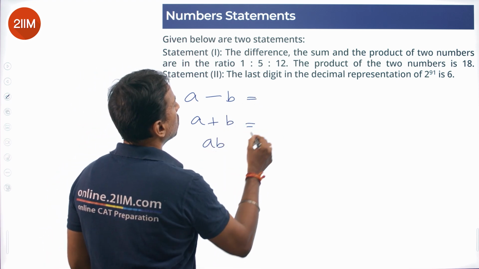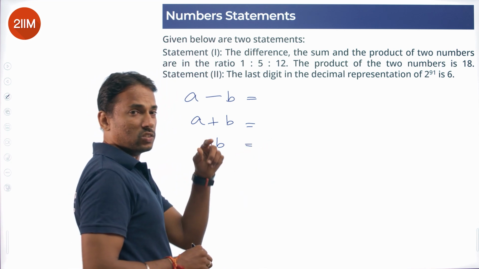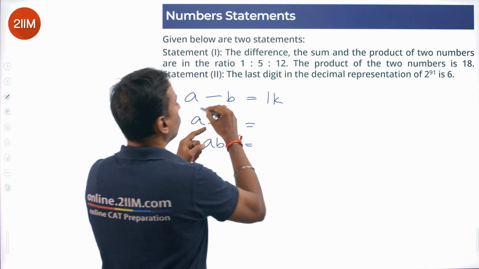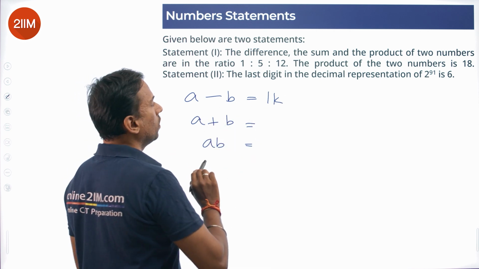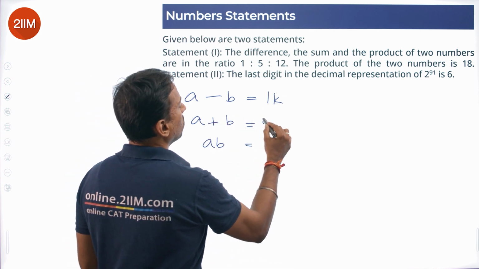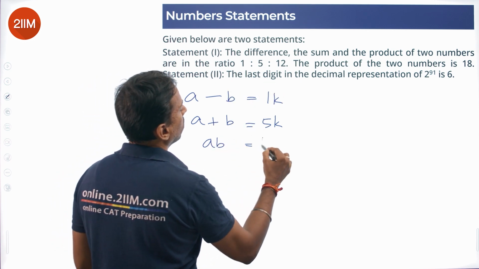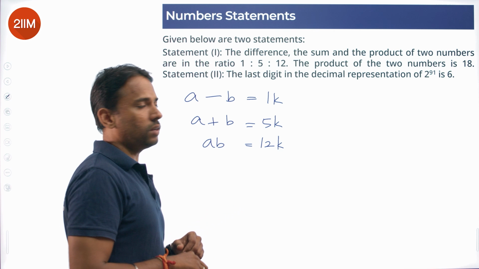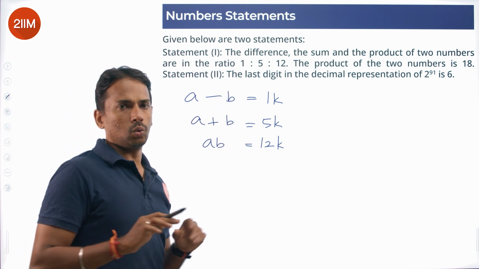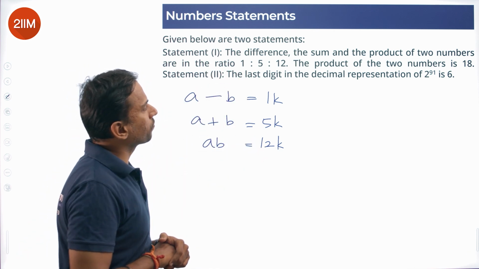These are in the ratio 1:5:12. That means we'll take them to be some 1k. The difference of A and B is 1k. Sum is 5k and the product is 12k. So I think this is good enough, right? So this is suiting well. So we'll have it like this.